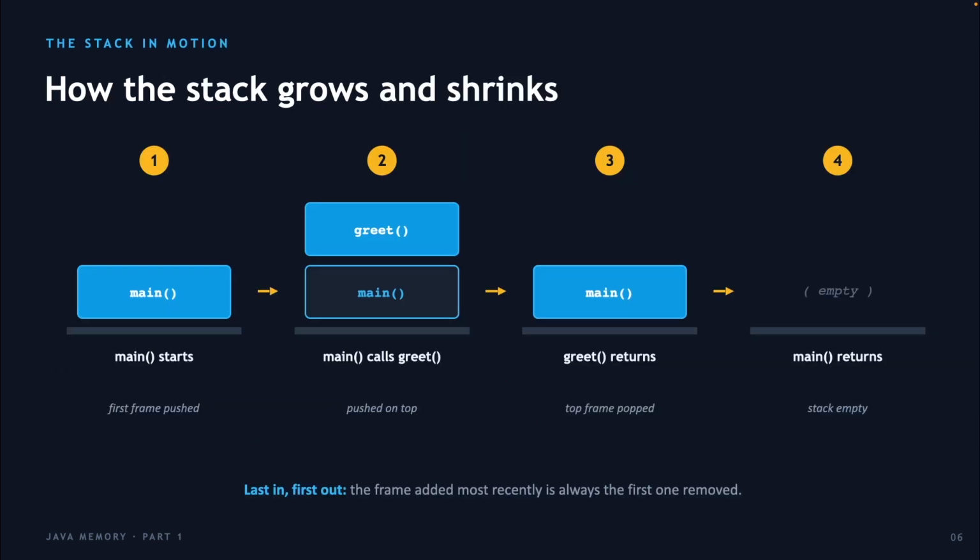So now let's see the stack in motion. Step one: main starts running. Java pushes a new frame for it. Then we call greet from main, so Java pushes another frame on top of main. This is greet now.